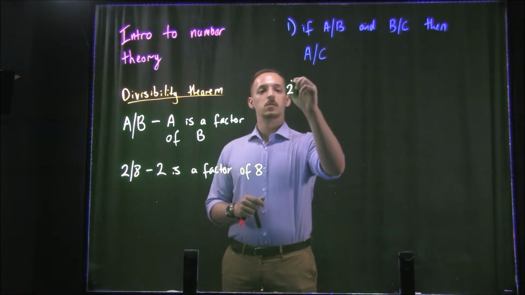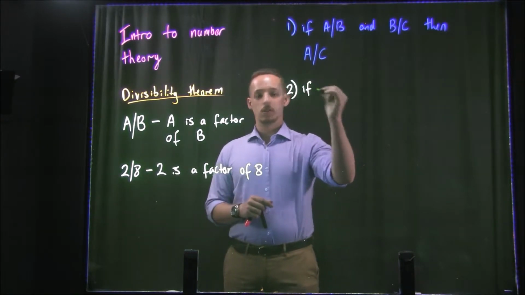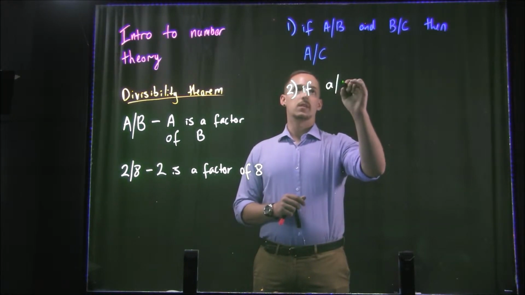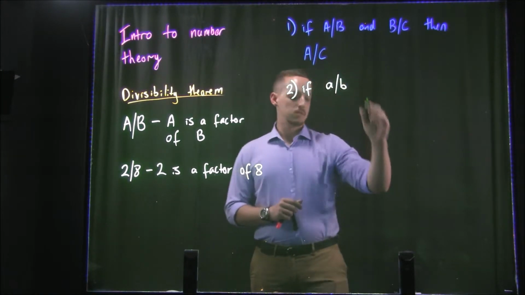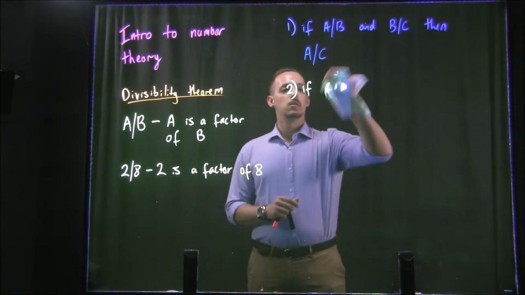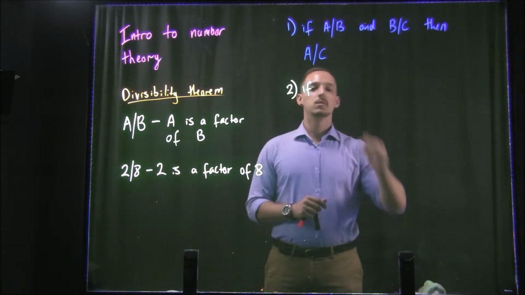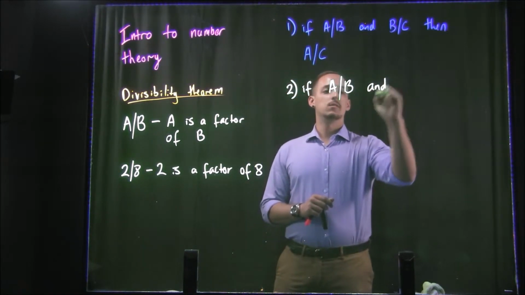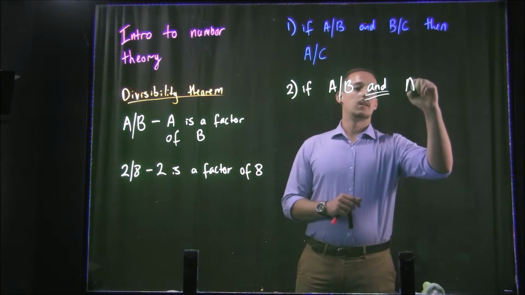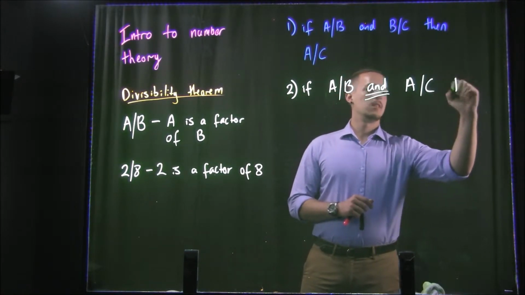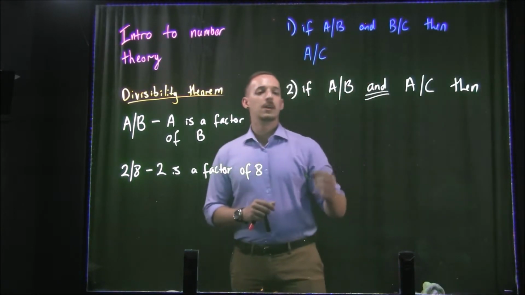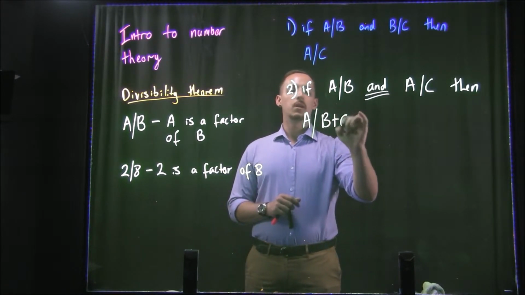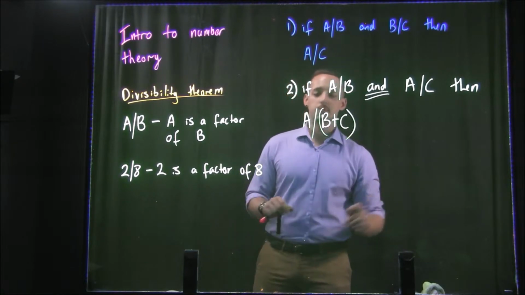Our second one is: if A is a factor of B and A is a factor of C, then A is a factor of B plus C. I'm going to do examples of all these in a minute.